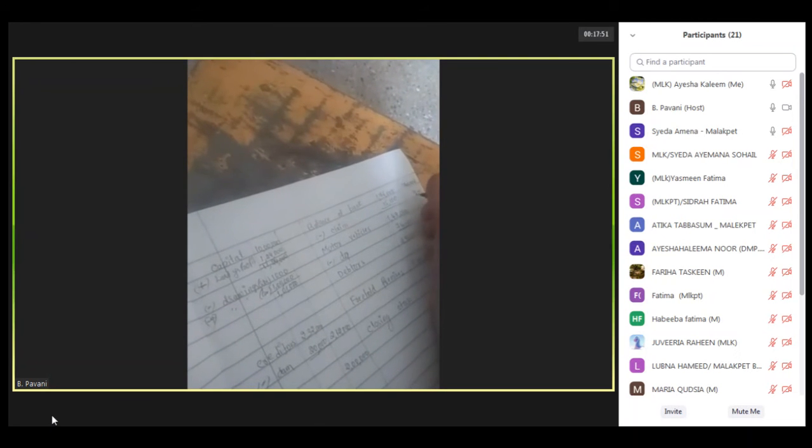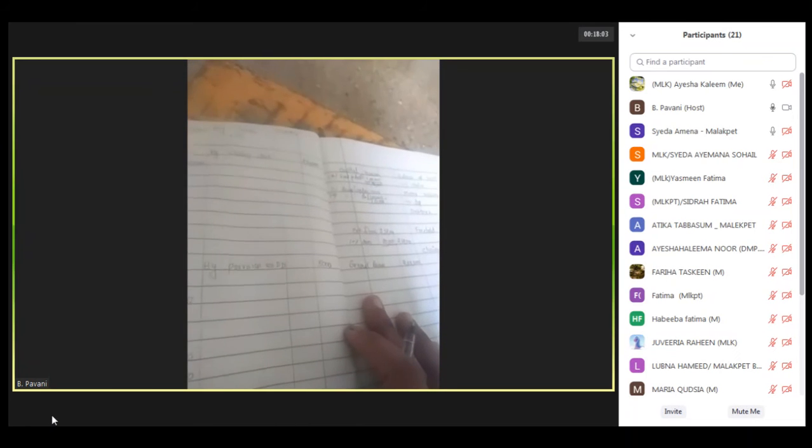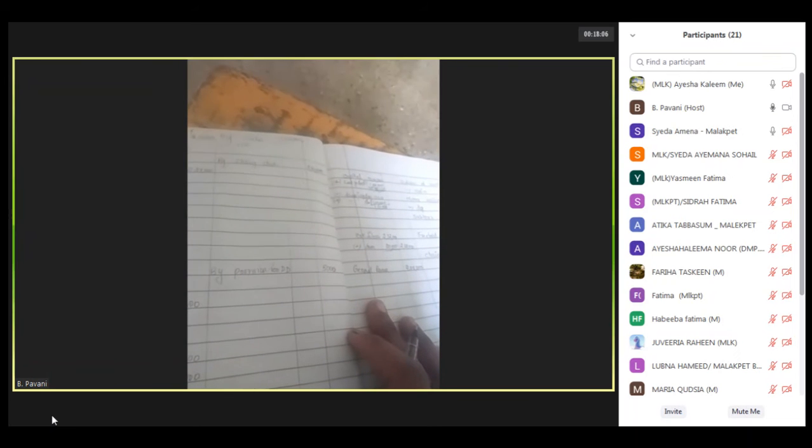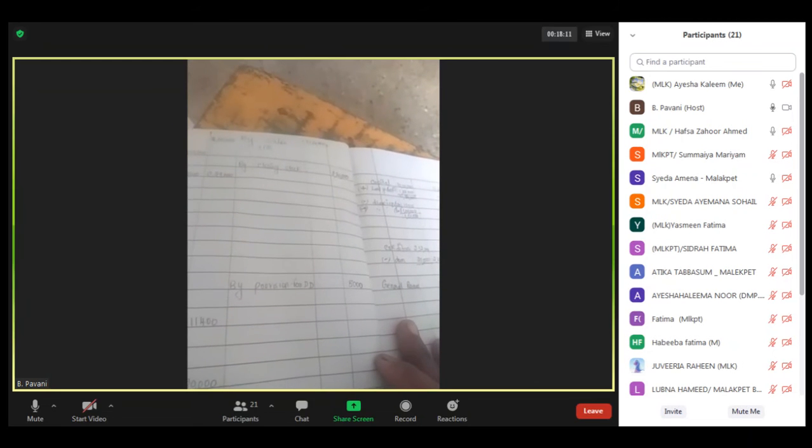If we subtract, the amount will be 1,60,900. And one more thing here: total claim is 20,000, but how much did they pay? 15,100, right? Yes, ma'am. Total amount they did not pay, no? 20,000 minus 15,100 is 4,900. We should assume that as a discount they got.